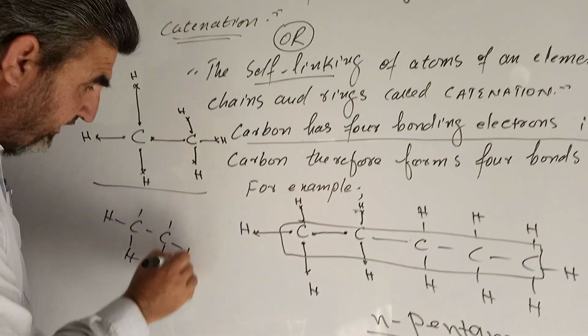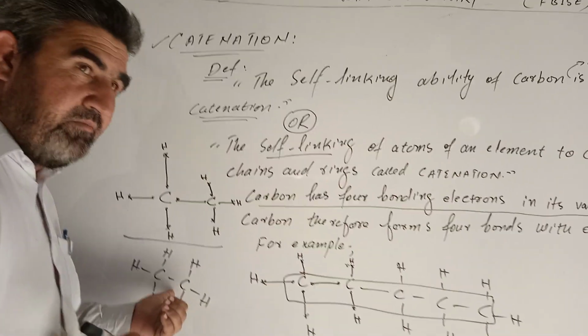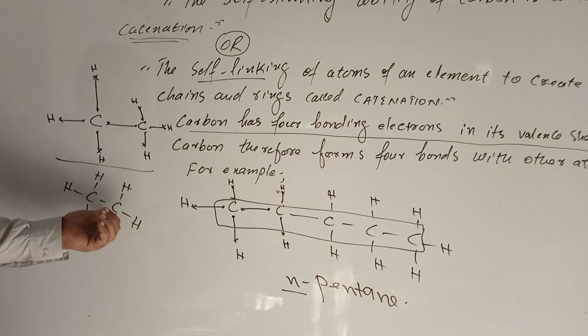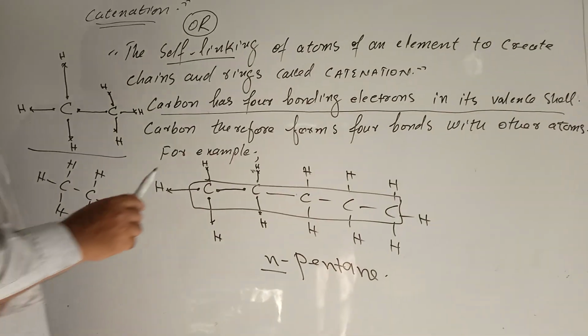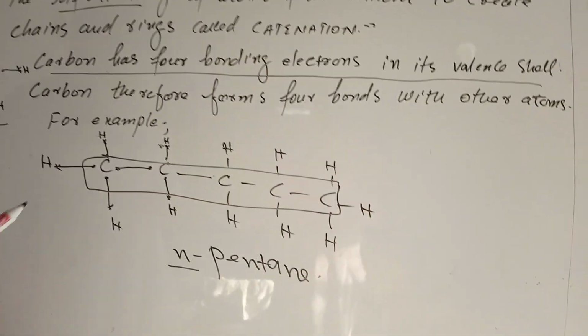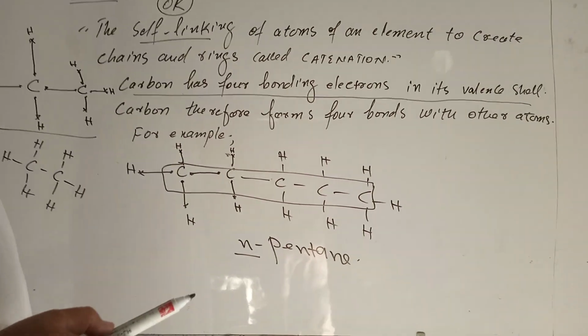Actually this is ethane, which contains 2 carbon atoms. It contains single bonds because these are saturated hydrocarbons. Now we are coming to this: carbon has 4 bonding electrons in its shell. Carbon therefore forms 4 bonds with other atoms.